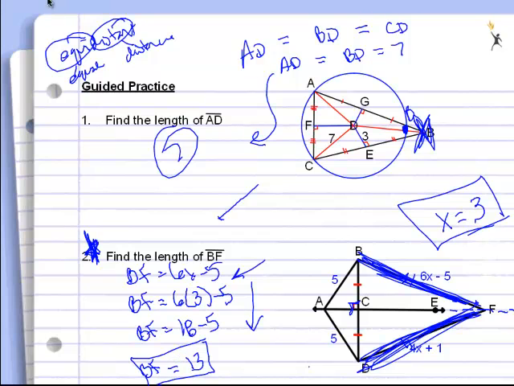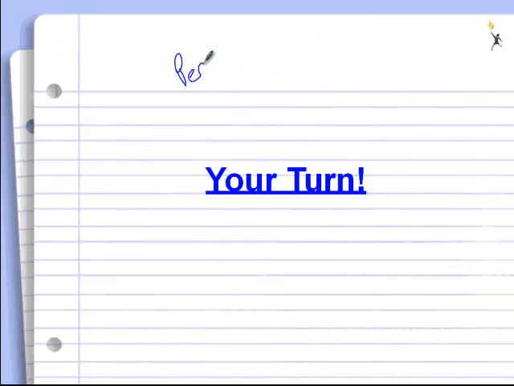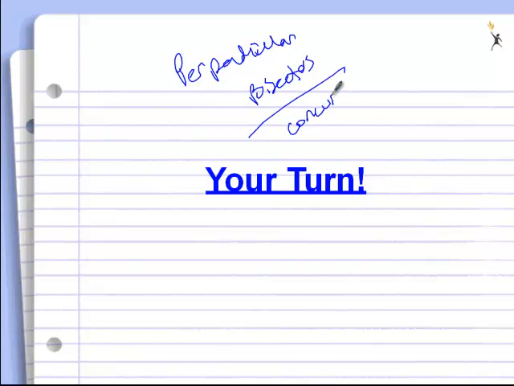So let's review, because there's a lot going on. We learned about perpendicular bisectors. We also learned about their point of concurrency, or where they meet. We learned that where they meet is equidistant from the three vertices, or from the three corners. Perpendicular bisectors, concurrency of perpendicular bisectors, and how they're equidistant from the three vertices, or the three corners.